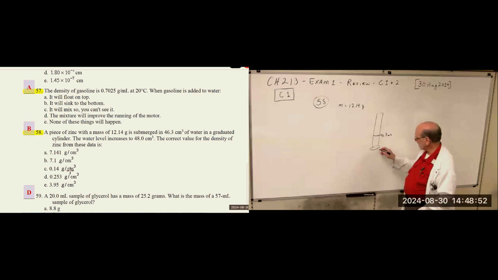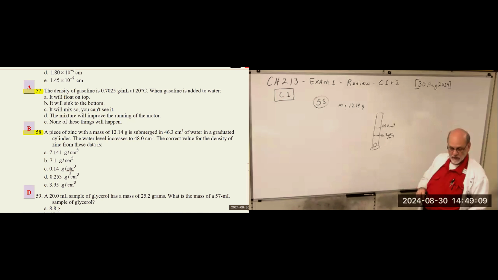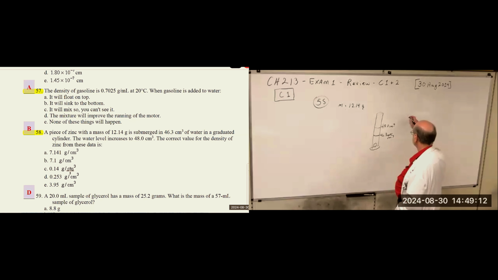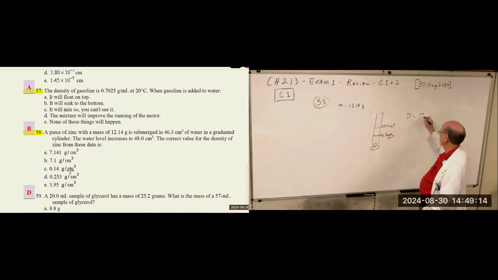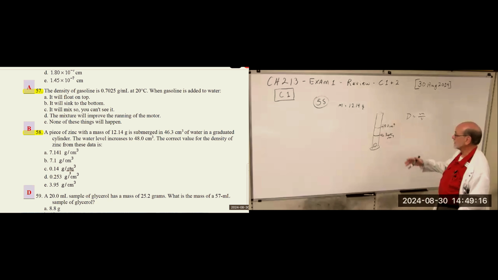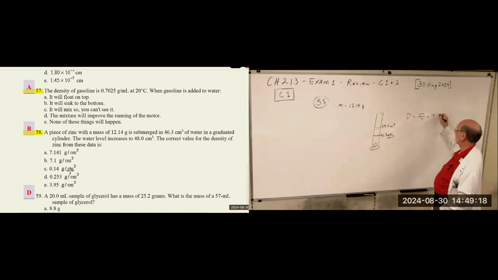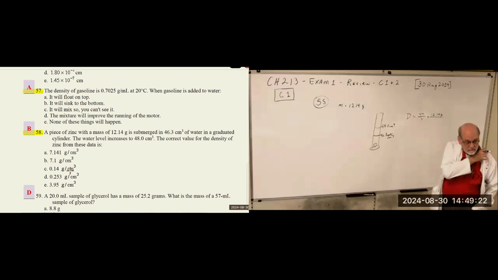And after we add the zinc to it, what do we get? We get 48.0. So can we determine the density? Mass per volume. We got the mass, that's no problem, 12.14 grams. What's the volume of the zinc?